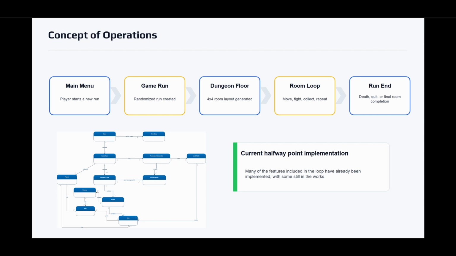The player enters a room, fights enemies or avoids hazards, collects loot, and then transitions into another connected room. Loot can strengthen the player's stats, while keys can be used to open chests found throughout the dungeon, which can offer even more loot. This loop continues until the player dies, quits the run, or reaches and completes the final room. The bottom left section of the slide also includes a more detailed, high-level domain model that shows the main systems supporting the gameplay loop.